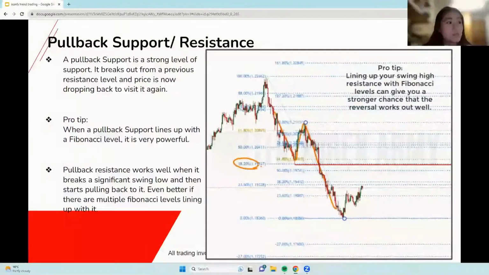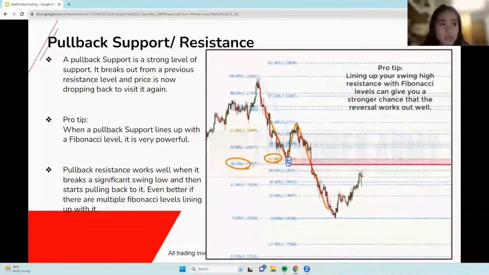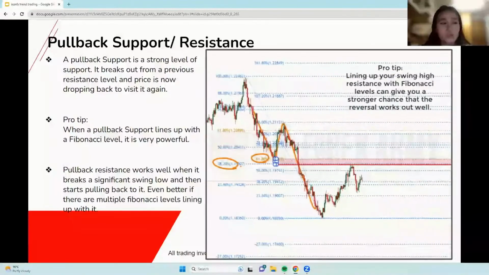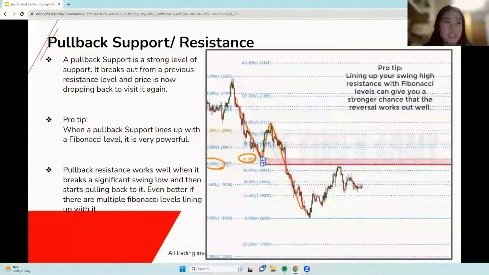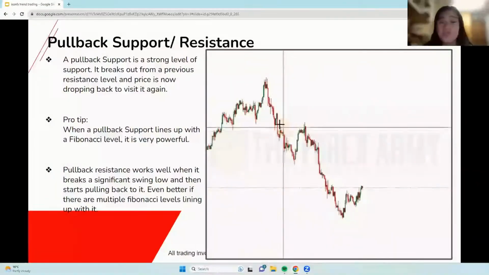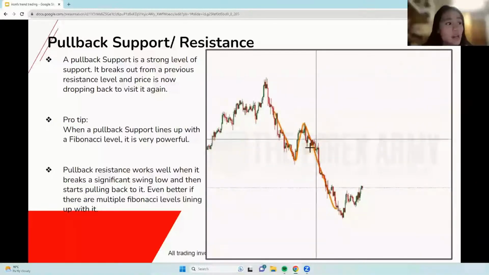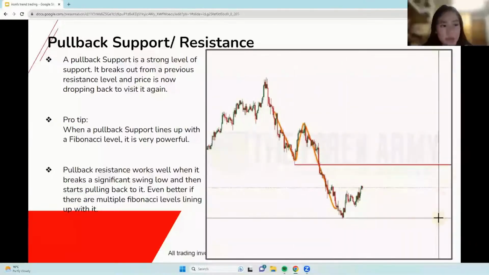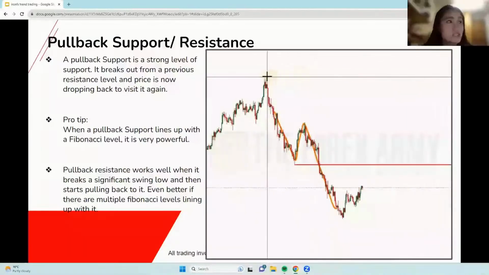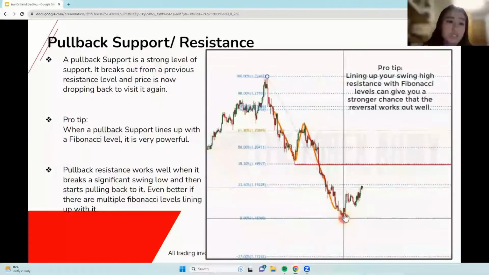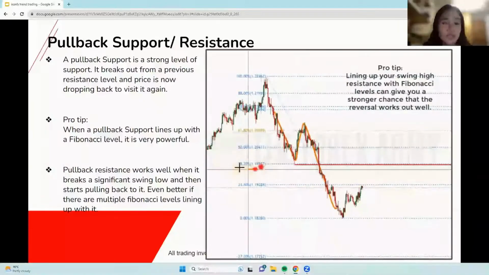A tip is that when a pullback support lines up with a Fibonacci level, it's typically considered to be very powerful. Here we're talking a little bit about Fibonacci levels, but if you're a bit confused about those, not to worry, we have an entire Fibonacci series on the different types of Fibonacci's. You can go ahead and take a look at those. But the point that I'm trying to drive here is basically the introduction of pullback support and resistance that could be used as your entry and exit levels.